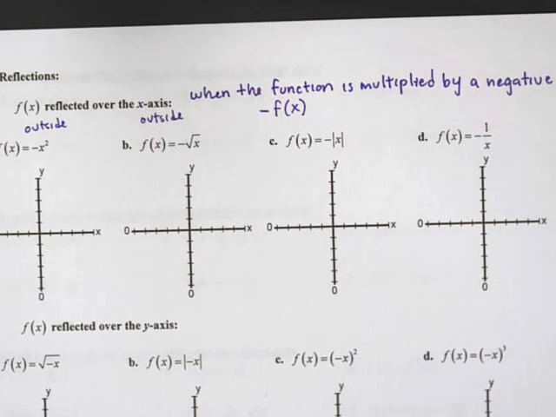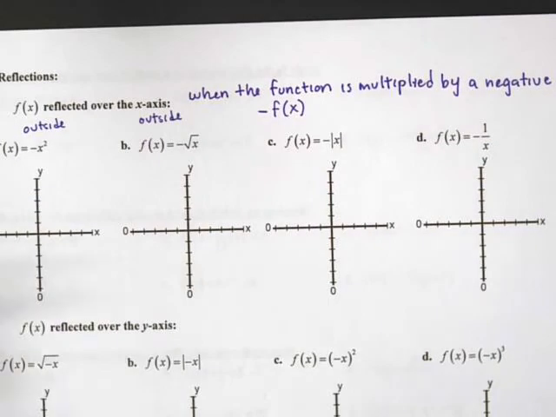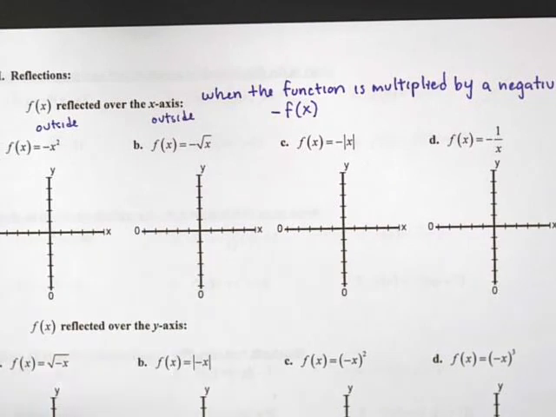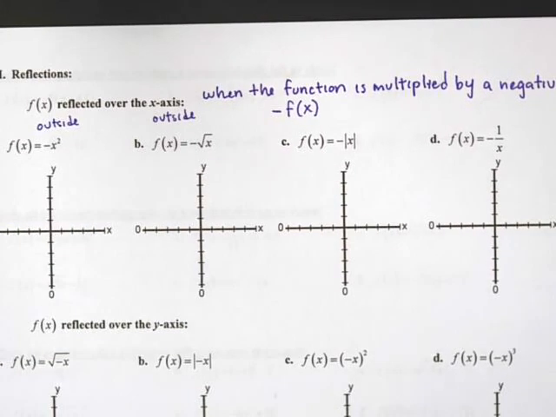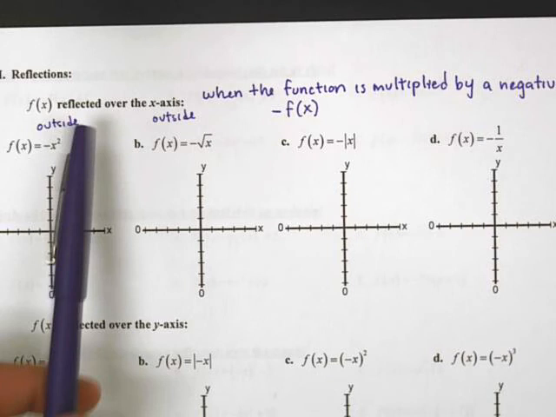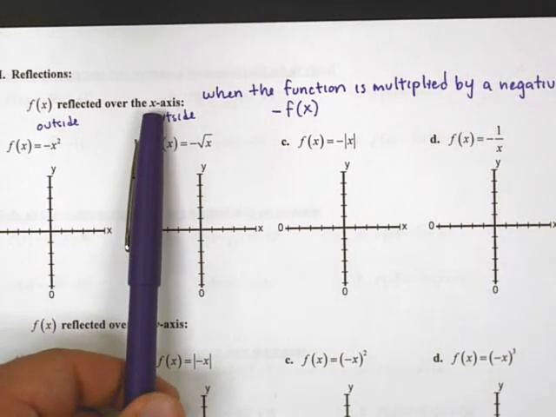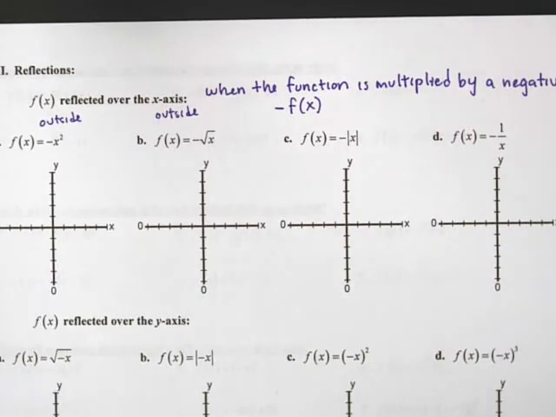Now hopefully this makes sense. We said on the page before that anything outside of the function itself, or outside of the square function or outside of the square root function, would have to do with y's. Well, when you reflect over the x-axis, what are you doing? You're changing the y value, right? You're changing the y value from positive to negative, or from negative to positive. So this is affecting the y. And that is exactly what we thought would happen because it is outside of the function.